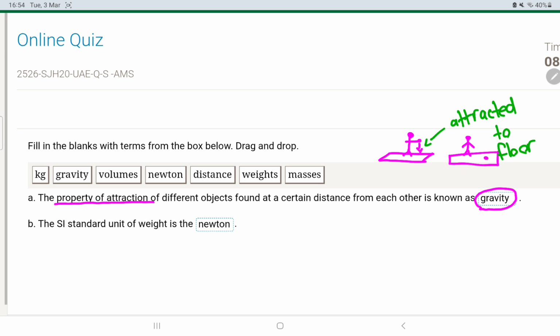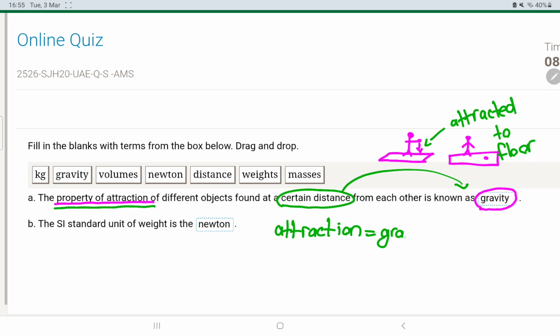So, when you see the property of attraction of different objects found at a certain distance, what is this called? Gravity. So, when you see attraction, the answer will surely be gravity.